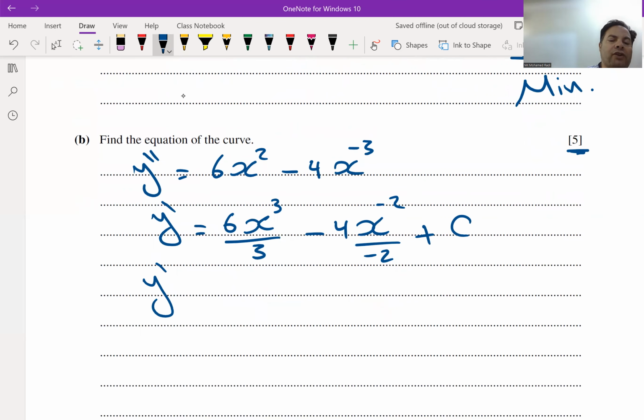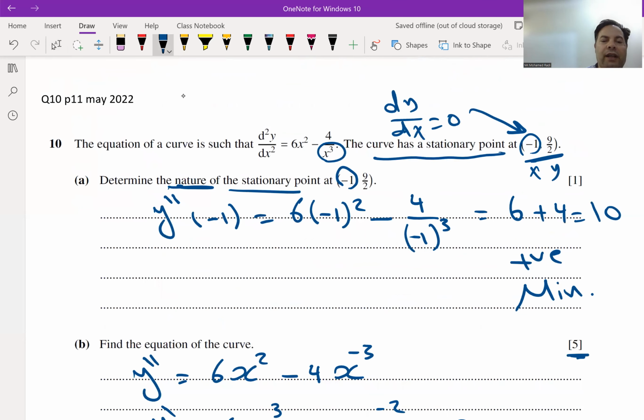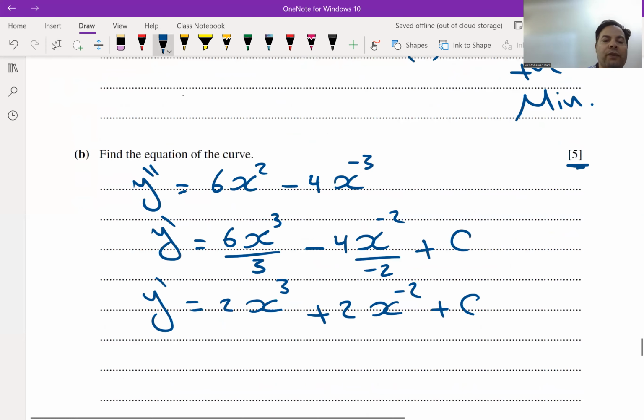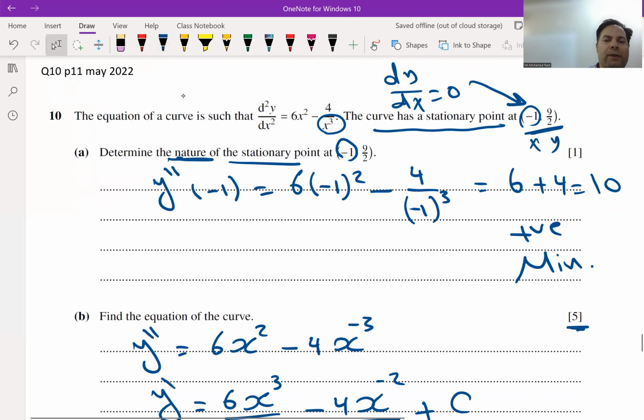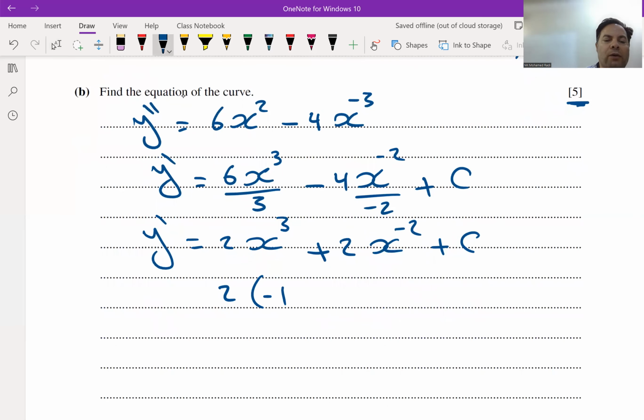Simplify. Y dash is 6 divided by 3 is 2, 2x to the power of 3. Negative is positive, 4 divided by 2 is 2, x to the power of -2, plus c. How to get the value of c? It's given. Where is it passing through? Passing through -1. Substitute by -1: 2 times (-1) all to the power of 3 plus 2 times (-1) all to the power of -2 plus c is equal to y dash.